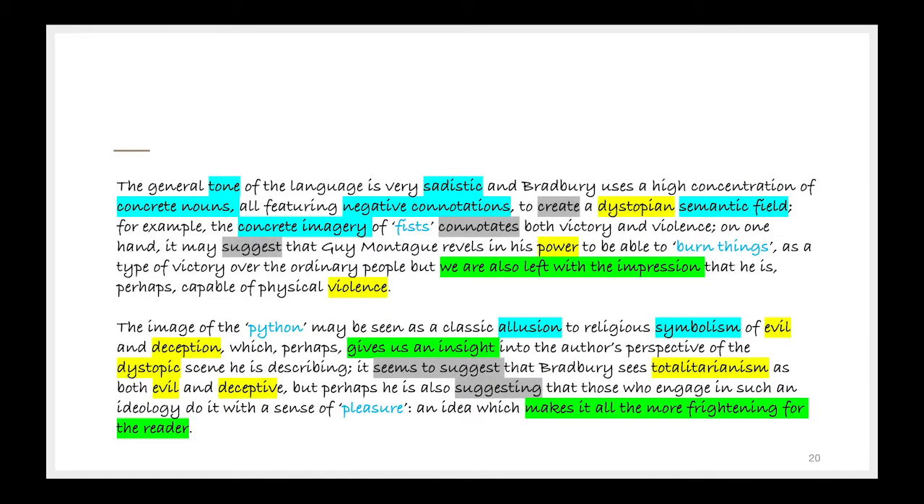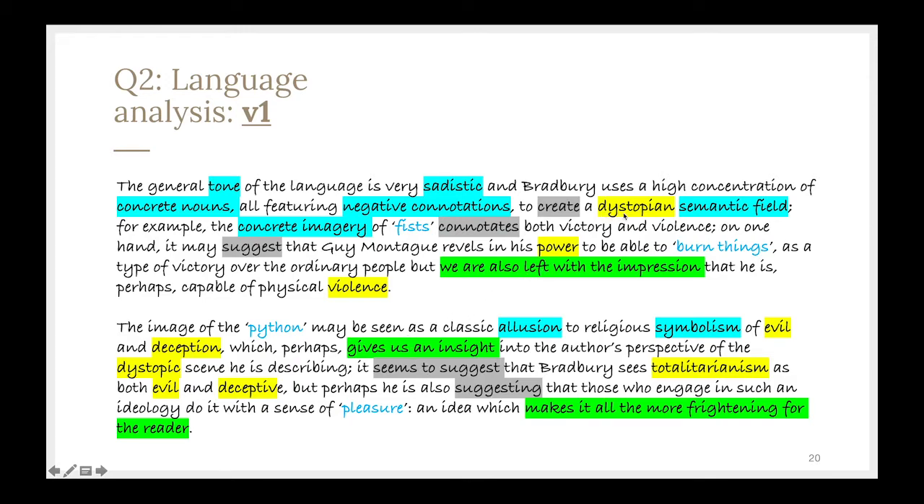Okay, so this is a sample answer. I've called this version 1, so I've made two sample answers. You can see in this one, I've put the technical terminology in turquoise highlights: tone, sadistic, concrete nouns, negative connotations, semantic field, concrete imagery, allusion, and symbolism. The words signifying the effects are in grey: create, connotes, suggest, seems to suggest, and suggesting.